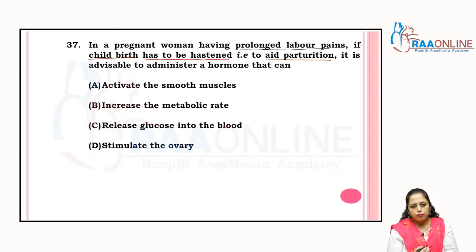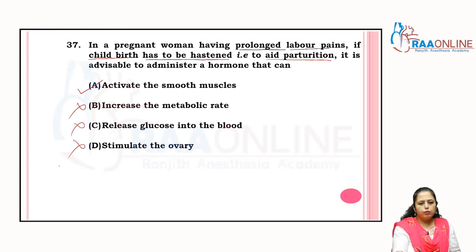So what we do is administer a hormone like oxytocin, right, which acts upon the smooth muscles, the myometrium of the uterus, and causes the contraction and causes the pains, right? So the answer is that it can activate the smooth muscles. There is no significance of metabolic rate increase, no and no, right? So it activates the smooth muscles. Clear?